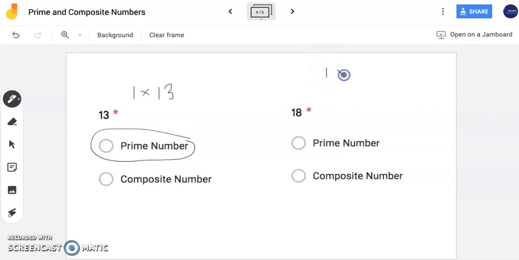Now we have the number 18. Right away, I'm going to first list out 1 times 18. And I notice this is an even number. So I have 2 times 9. And I also know that 3 times 6 also gives me 18. Now, clearly here, I did list out all the factors, but right away, I noticed that it's a composite number because I immediately had more than 2 factors. So that's why we can classify this number 18 as a composite number.